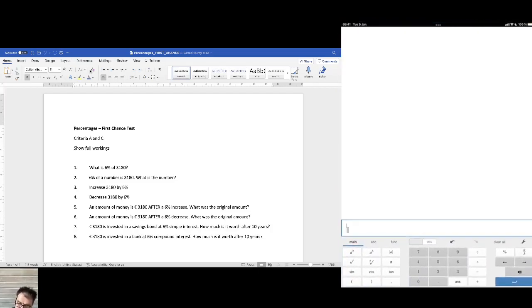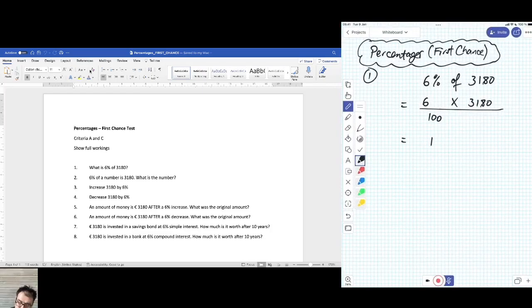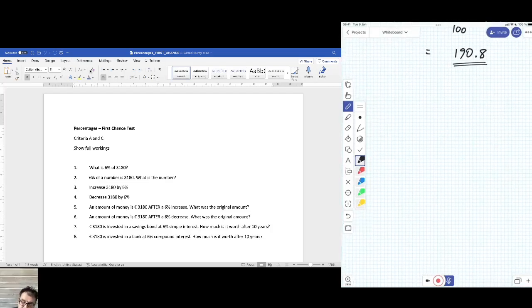And that's just something we can stick into the calculator. So let's do that. We can make a fraction. 6 times 3,180 on the top divided by 100 on the bottom, 190.8. So equals 190.8. It's not money, so I'm not going to do it to 2 decimal places. Just 1 decimal place is fine for that. Okay, question 2. So I'm just going to move that up there.